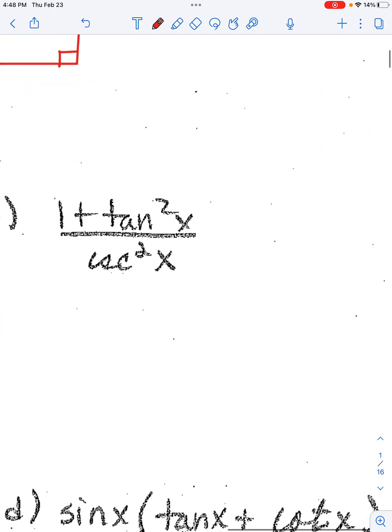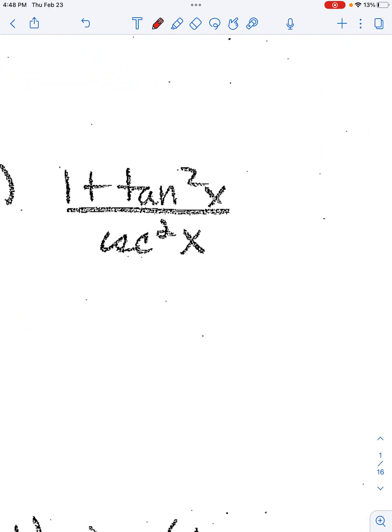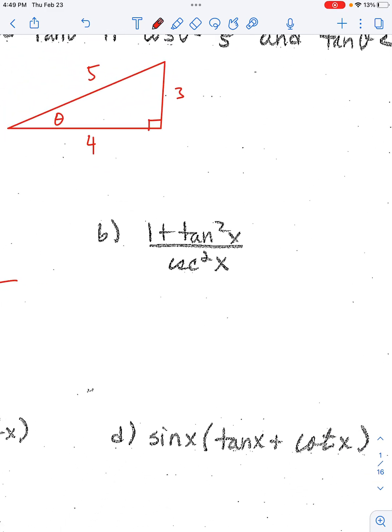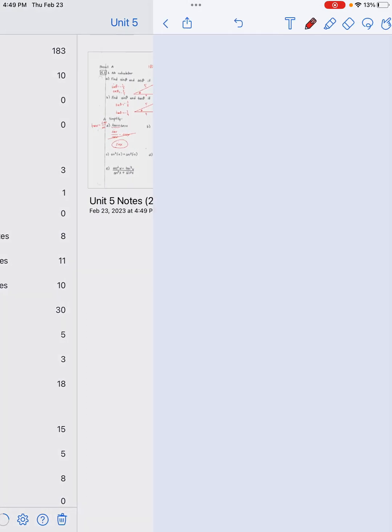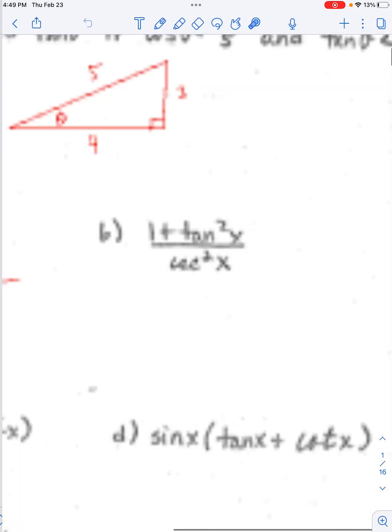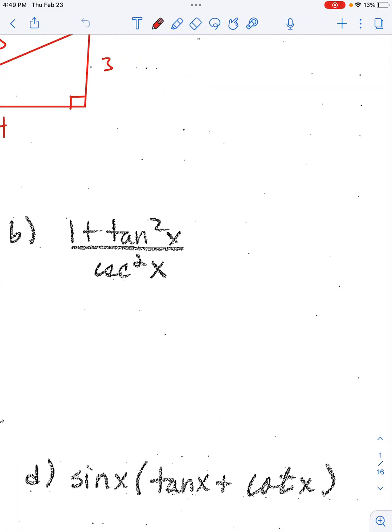All right, let's go to B. 1 plus tan squared of x over cosecant squared of x. Okay, well, there's an identity on here, right here. Okay, let's use that identity. So 1 plus the tangent squared of x on top is equal to the secant squared of x. And that's still over cosecant squared of x. And I just got that equation. I went from here to here just from that equation on my identities sheet, my reference sheet, okay?